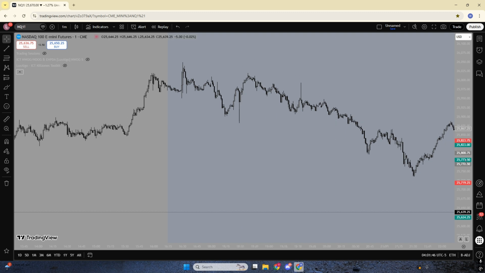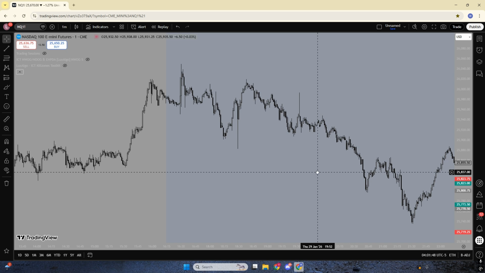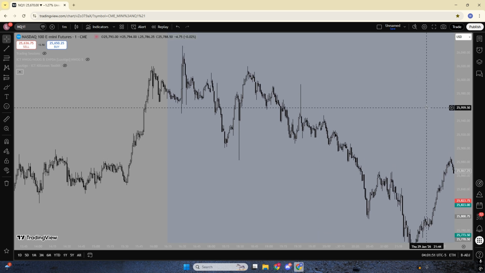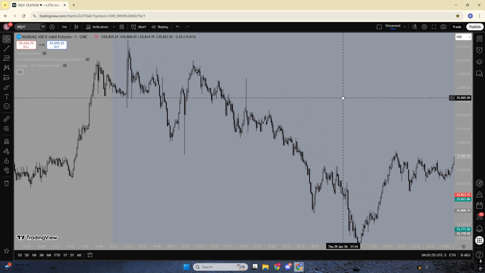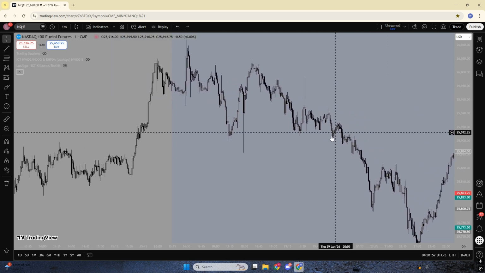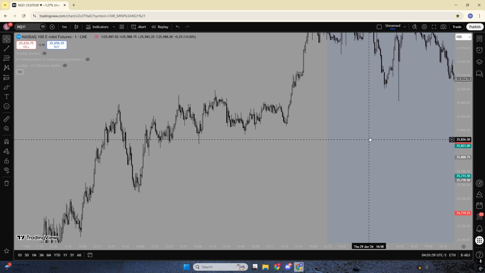I'm going to assign you guys some homework: find 10 types of valid break of structure and 10 types of ones that didn't work out.